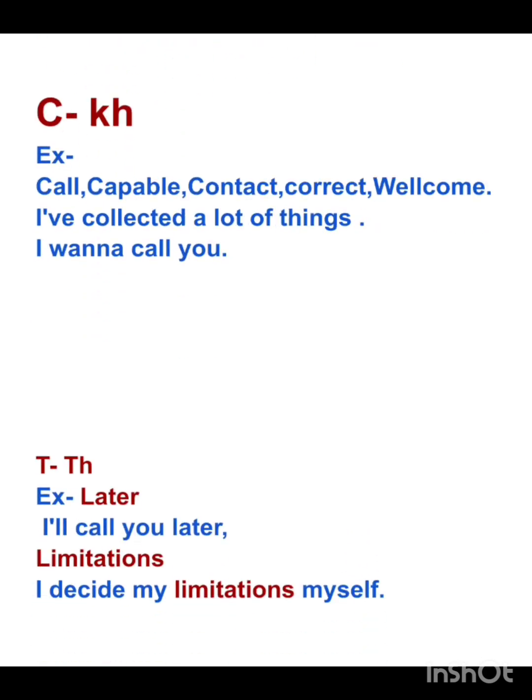This is one more thing which I want to share with you. If you are really so possessive about your accent, see, you have to pronounce C as a KH, like in call, capable, contact, correct, welcome. I've collected a lot of things. I didn't say I have collected. I've collected a lot of things. I want to call you, not call you.